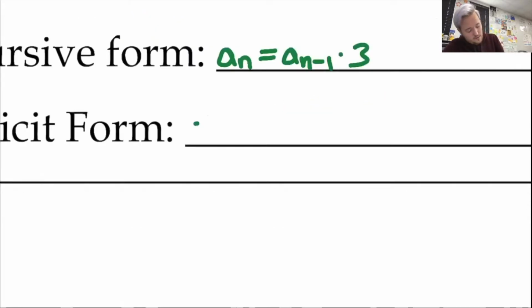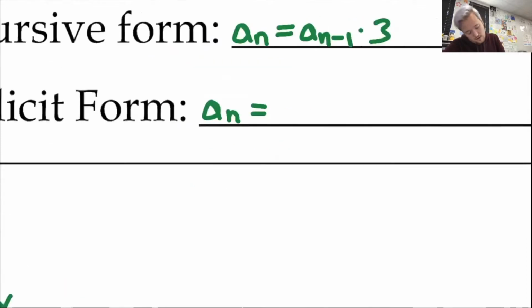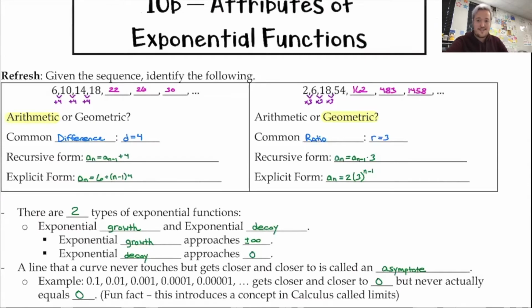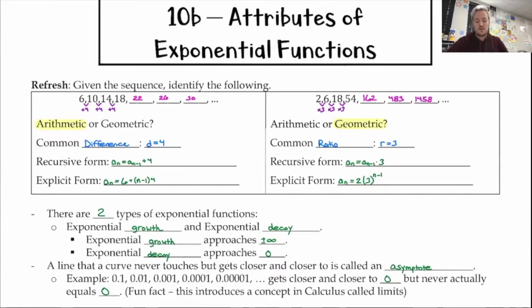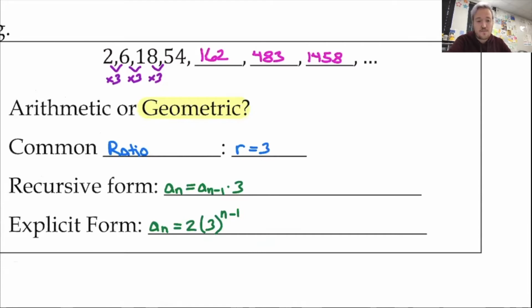And then for your explicit form, it's going to be a of 1, so your first term, which is 2, then times your common ratio, which is 3, then raised to the n minus 1. So that is your explicit form equation. So now we're going to jump into the exponential functions itself. The exponential functions are going to mirror a lot of a geometric sequence, so we're going to dive in deeper to a geometric sequence for our exponential functions.